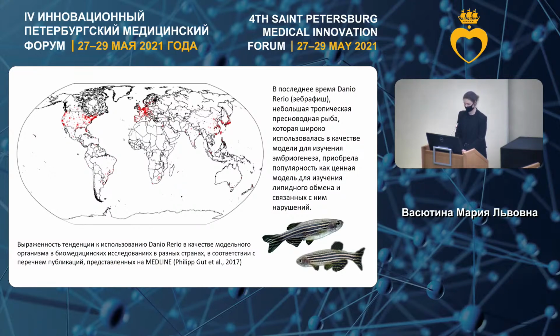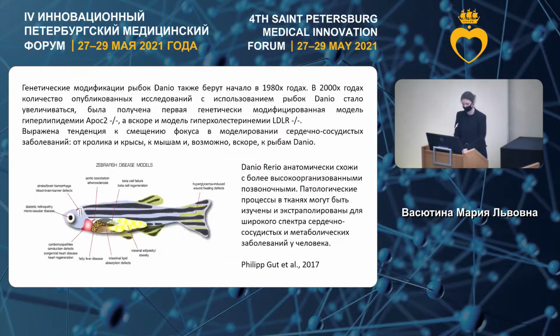You can see the number of Medline papers. Most of those belong to the US and Europe. Genetic modifications of Danio fish go back to the early 2000s. It is in the early 2000s that the number of papers using this biological model started to increase, using RPC2 mutation and LDLR mutation.